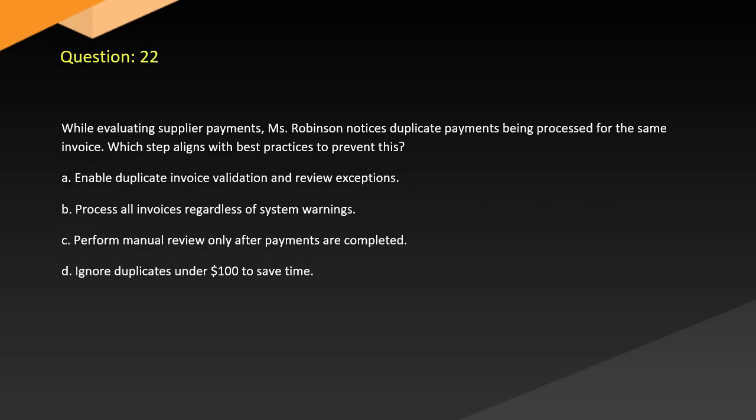Question 22. While evaluating supplier payments, Ms. Robinson notices duplicate payments being processed for the same invoice. Which step aligns with best practices to prevent this? A. Enable duplicate invoice validation and review exceptions. B. Process all invoices regardless of system warnings. C. Perform manual review only after payments are completed. D. Ignore duplicates under $100 to save time.